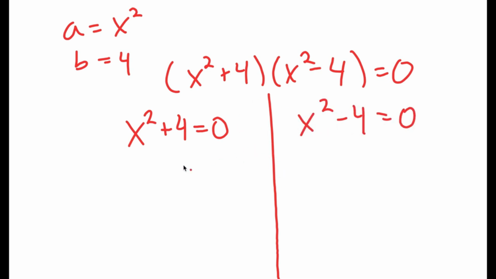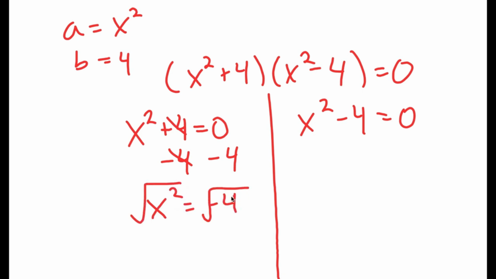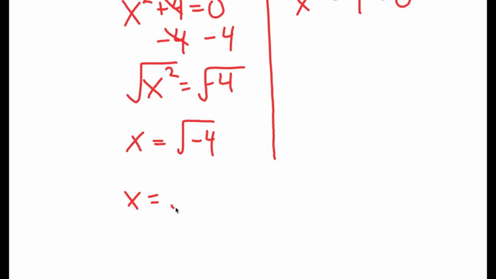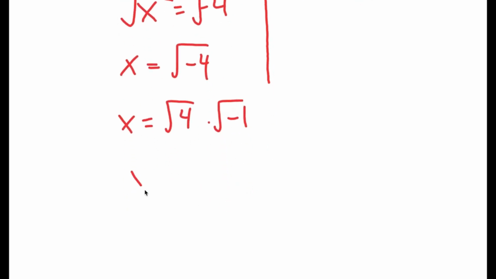So for x squared plus 4 equals 0, I'm going to subtract 4 on both sides. So I get x squared is equal to negative 4. And now I'm going to take the square root on both sides. The square root of x squared is simply x. So I get x equals the square root of negative 4. Now the square root of negative 4 is the same thing as the square root of 4 times the square root of negative 1. And the square root of negative 1 is equal to i, so I get x is equal to 2i, and this is positive or negative.